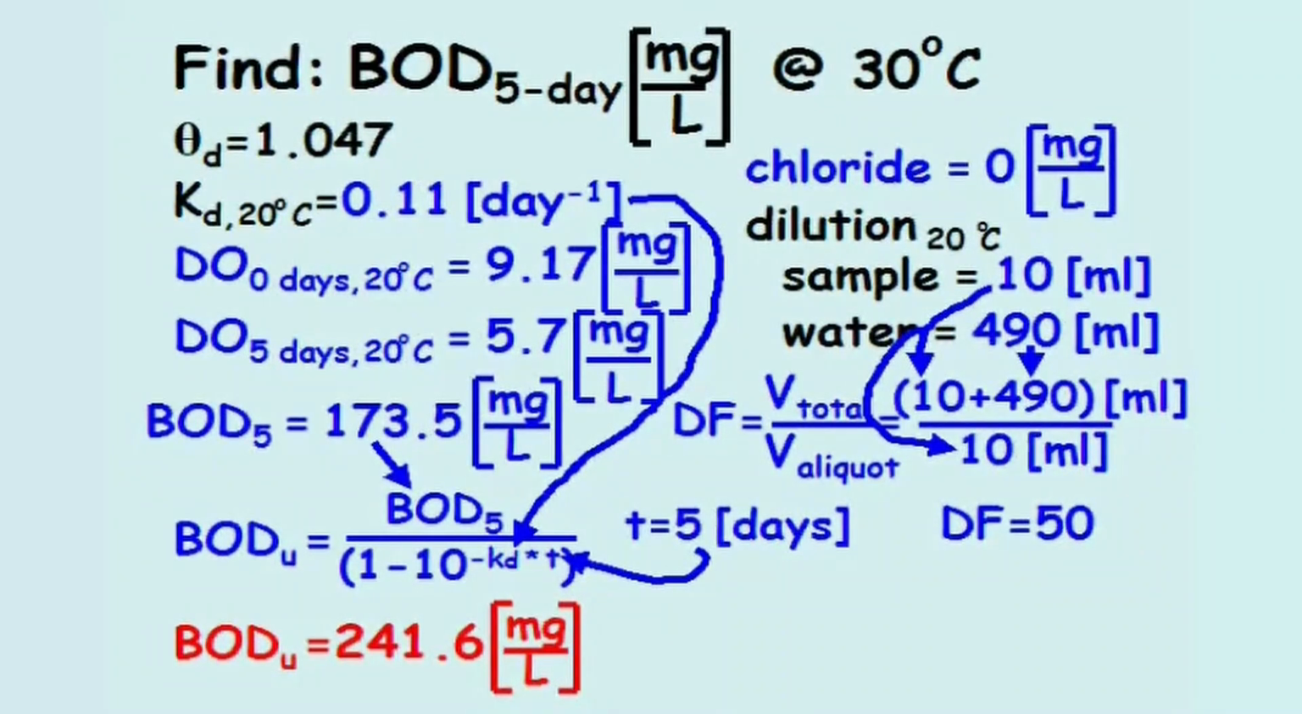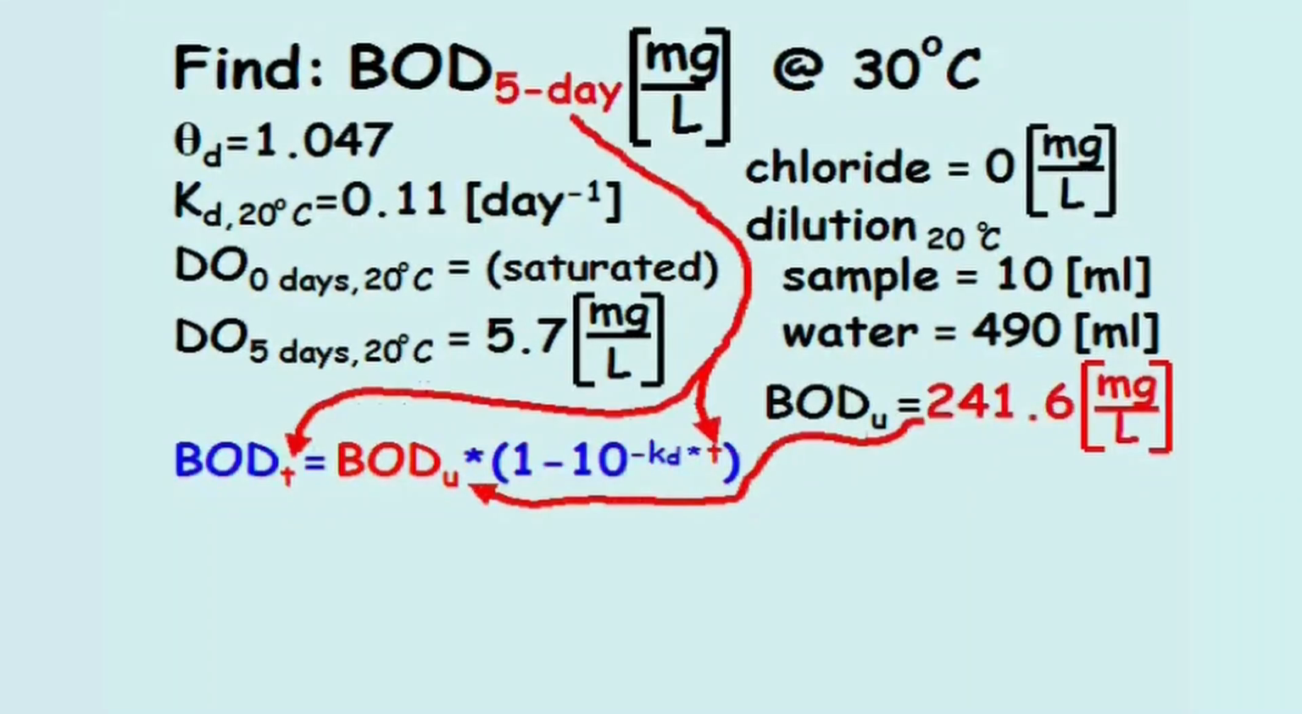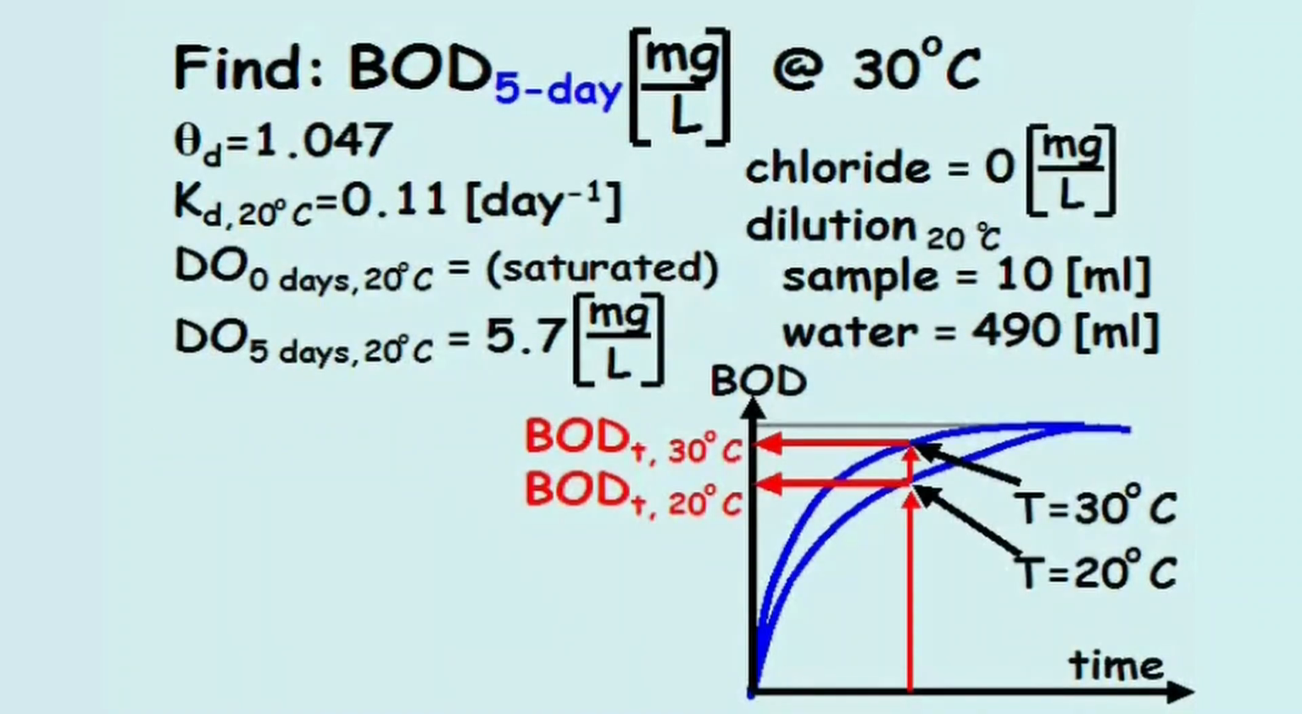Returning to our initial equation for the biochemical oxygen demand, we have the ultimate BOD and the time, T, at 5 days. But we need to determine the deoxygenation rate, K sub D, for a temperature of 30 degrees. From the plot of BOD versus time, we notice that the reaction at 30 degrees Celsius is faster than the reaction at 20 degrees Celsius. So after a certain time period, there will be a higher biochemical oxygen demand in the sample with a higher temperature.